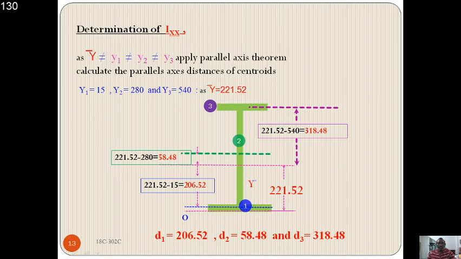Therefore, you require the d values. The d values will come by using the y bar value. This is the y bar value. y bar minus y1 gives 206.52. Similarly, y bar minus y2, y bar minus y3. In a similar fashion, you will get all the values of d1, d2, d3 by applying the parallel axis theorem.